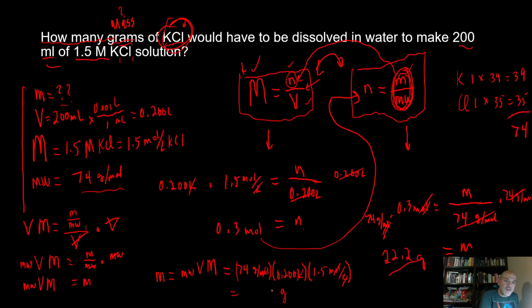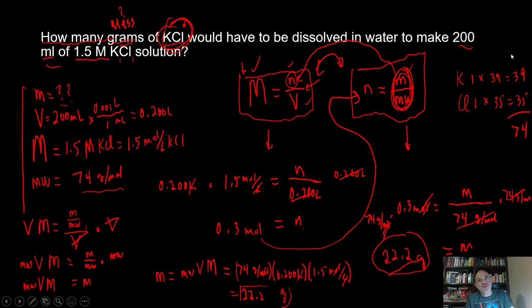So now let's just go and crunch the numbers real quick and see if we get the same answer we got the hard way, right? 74 times 0.2 times 1.5, and I get the same answer, 22.2, okay? Which is what we figured out earlier. 22.2 grams, you mix in 200 milliliters, and that will give you 1.5 molar potassium chloride solution. So there's your shortcut. This would really help you solve most of those problems on molarity that are in the lab manual.